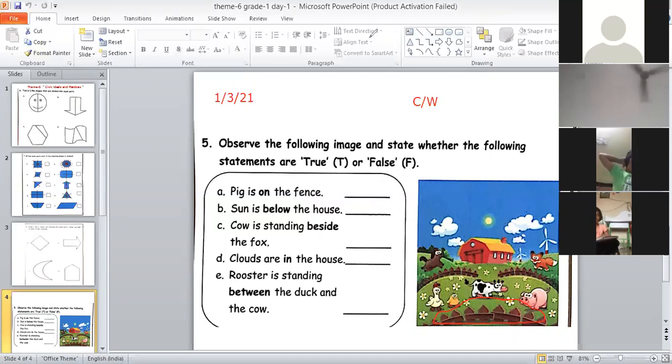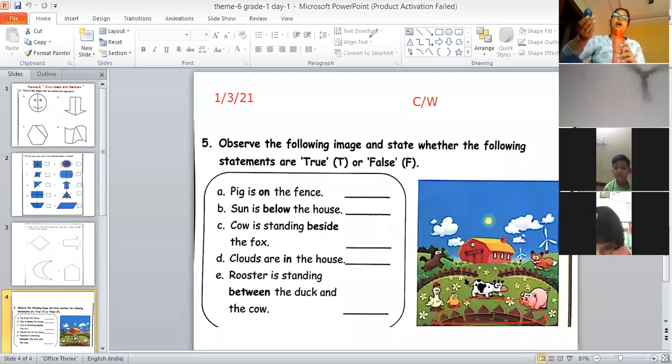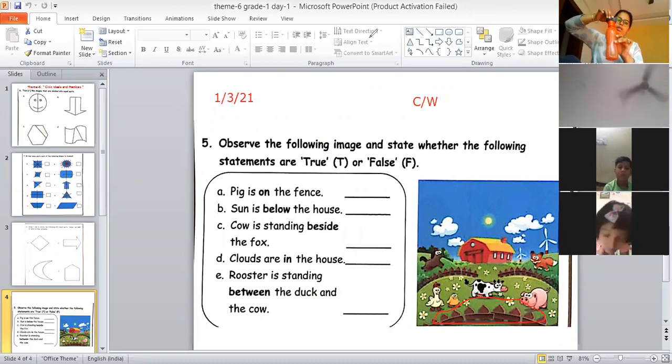Now on means, okay, see here now. Let's say I have this water bottle and this AirPods. Now, if I am keeping this AirPods above this water bottle, I can say that AirPods is on the bottle, right? On means it should be at its top. It should touch each other. This means on. But is that pig on the fence? Is that pig standing on the fence? Is it true or false?